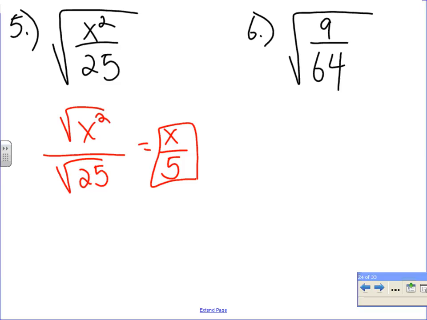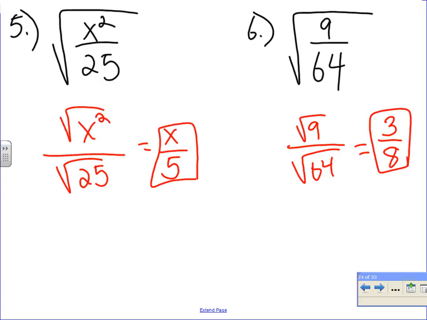So those of you that did that by multiplying, do you know what I mean? Keep it like this. Take your fraction, separate the numerator and the denominator, just like we did Friday. Same thing with 6. You're going to separate it to be square root of 9 over square root of 64, and then take the square root of each of them because they're both perfect squares in this case. So 3 over 8. Please ask if something does not make sense.